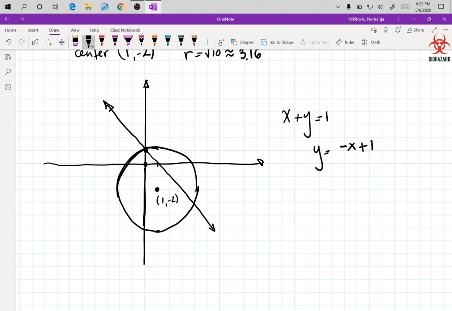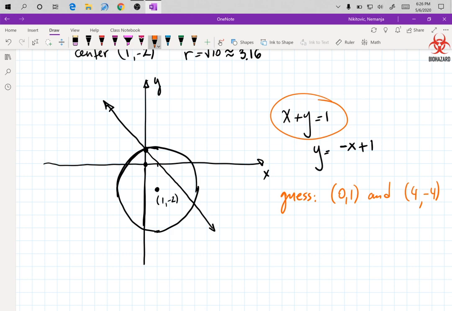So if I did this sketch precisely, I'm going to make a guess for my answers. 0, 1. I see two answers because the line intersects the circle in two places. So 0, 1, and what is this one? 1, 2, 3, 4, so 4, negative 4. Now that's not good because I already see 4, negative 4 doesn't work because 4 plus negative 4 is 0.